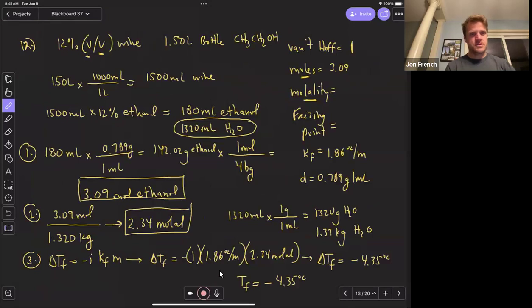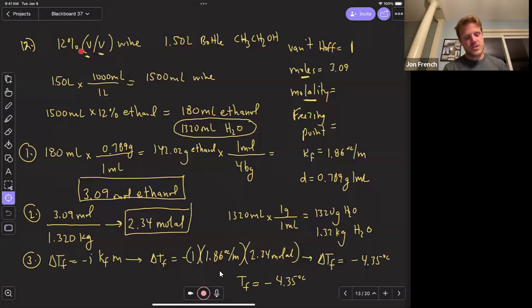All right, my favorite question, question 12. We've got a bottle of wine. It's 12% volume by volume. We want to know all these things about it: the van 't Hoff factor, moles, molality, and then ultimately the freezing point of that.